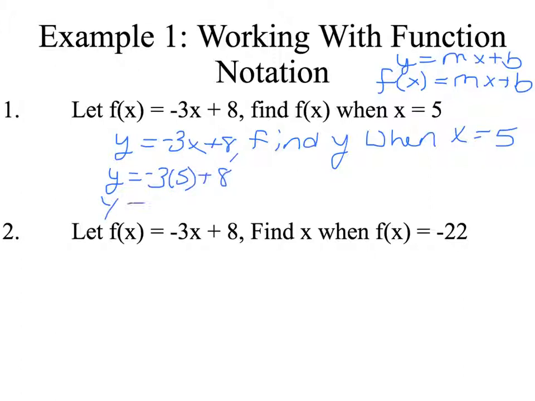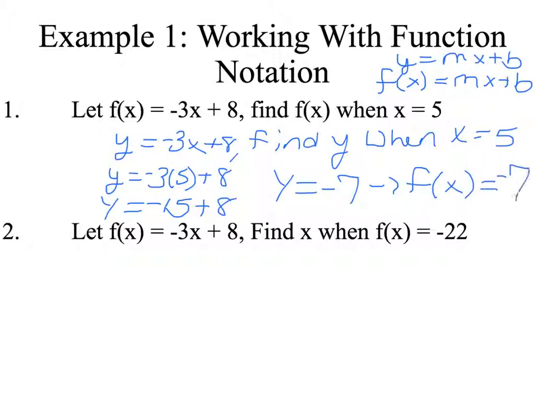Well, negative 3 times 5 is negative 15. Negative 15 plus 8 is negative 7. So y is negative 7. So now I've got to change it back. So f of x is negative 7.